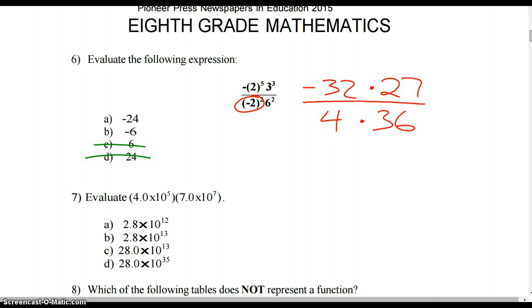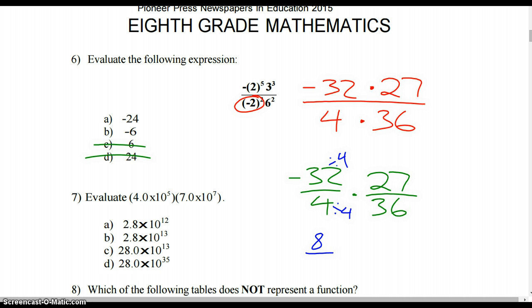So what you can do here is kind of do some simplifying. You could multiply the top together and then divide it by the bottom. That's an option. But if you don't have a calculator, I would recommend doing it this way. Split it up like so, and do some cancellation. So negative 32 divided by 4. Or if you want to reduce that, I can divide both of these by 4, and I get 8 over 1. And then here, I can divide each of these by 9. So this 27 becomes 3, and 36 becomes 4. Now if I multiply straight across, I get negative 24 up top all over 4, and negative 24 divided by 4 gives me negative 6. So we're looking at B for that answer.